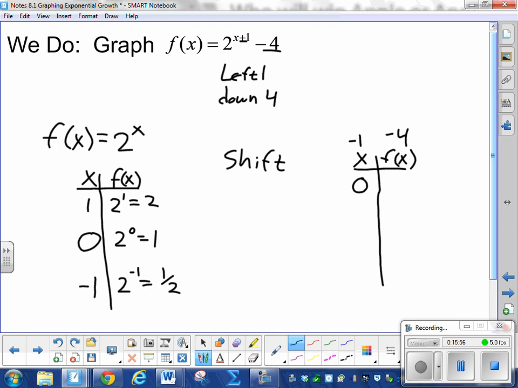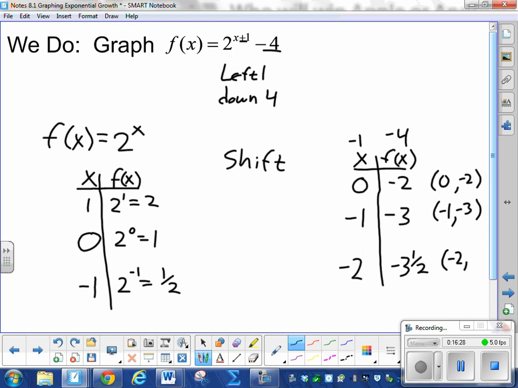1 minus 1 is a 0. 0 minus 1 is a -1. -1 minus 1 is a -2. Okay, now we're going to subtract 4. 2 minus 4 is a -2. 1 minus 4 is a -3. 1/2 minus 4 is a -3/2, which is -3.5. All right. And yeah, there you go. So we have all of our points over here. So the points you're plotting are (0, -2), (-1, -3), and (-2, -3.5).